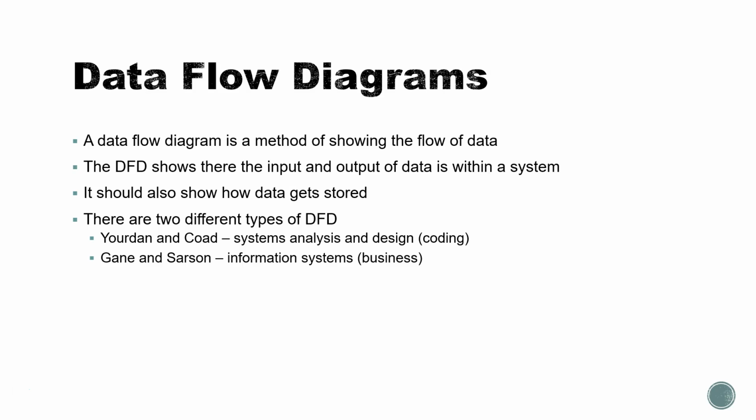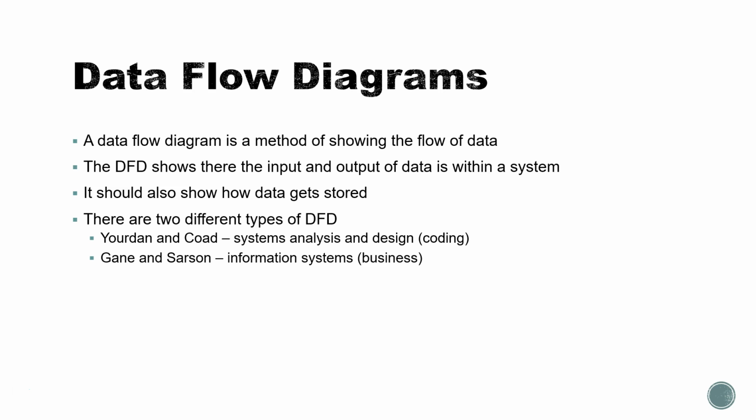So we're going to start off with data flow diagrams, and a data flow diagram is a method of showing the flow of data within a given system, and what you can have within it is various different inputs, so something that goes into the system, and then the output of the data, no matter what it might be within the company, it might be outside of the company, etc.